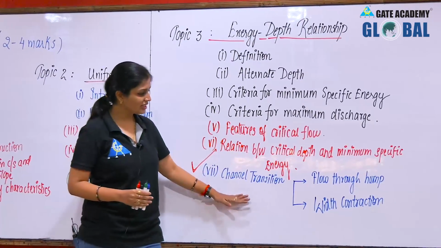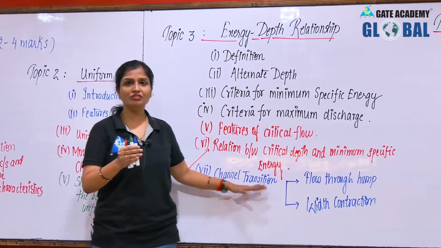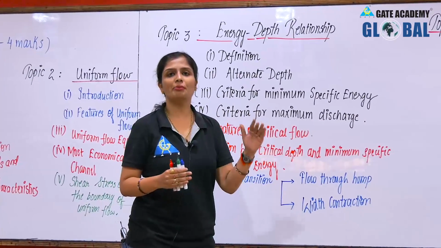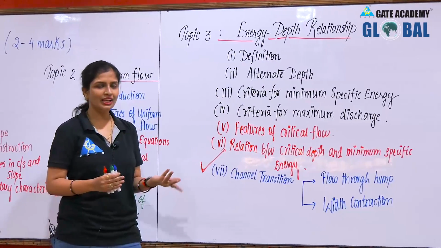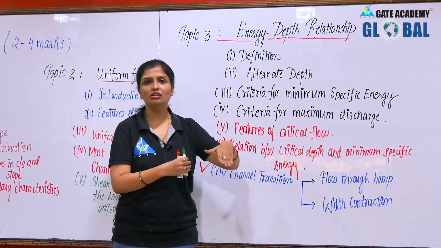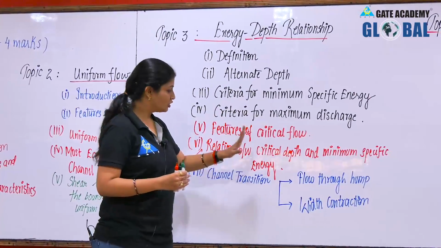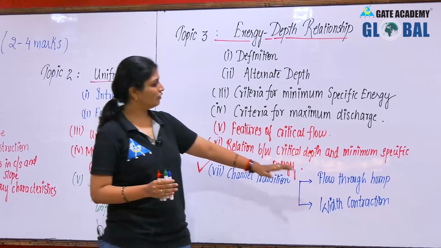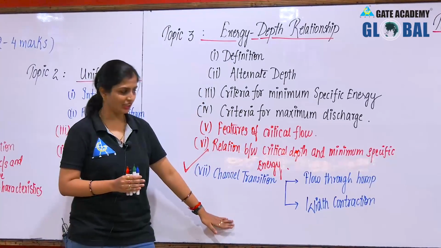So this channel transition, there are two subparts. Transition means what? Whenever there is a change, either a sudden change or an abrupt change or a gradual change, that is a transition. Fine, the transition in a sudden manner or gradually, if it is varying, that is transition. So the transition can be of two types. First is your flow through hump and the second one is your width contraction.